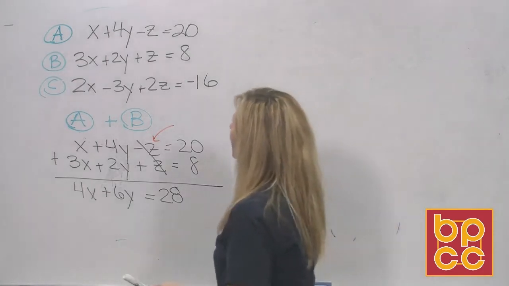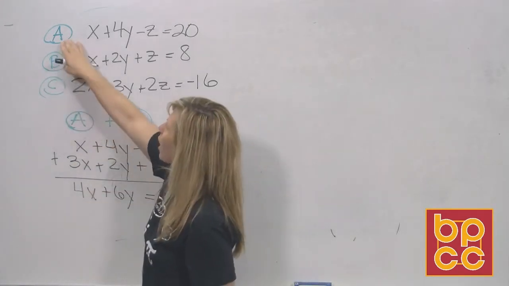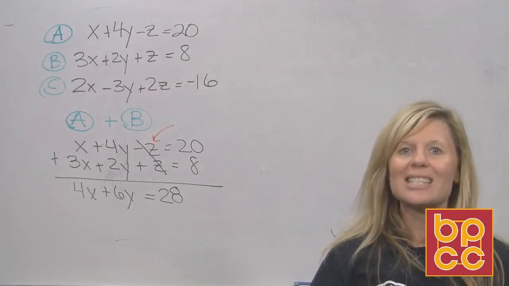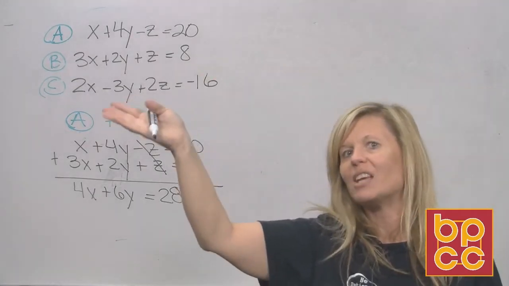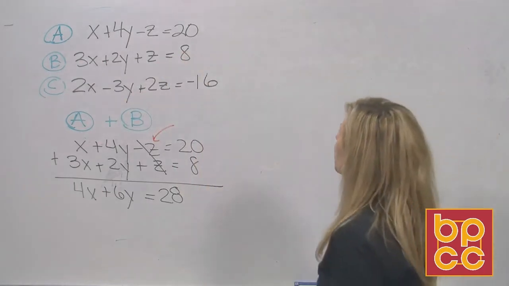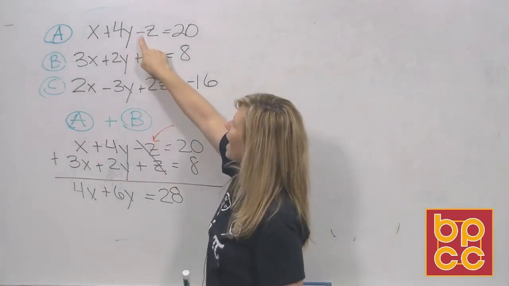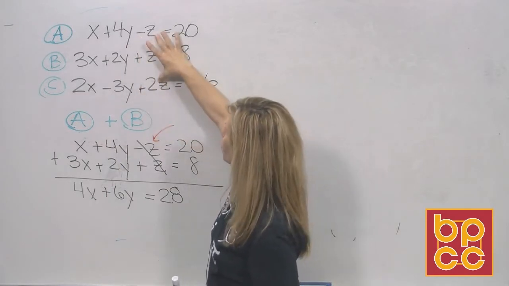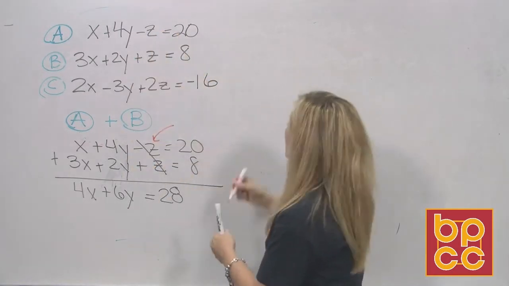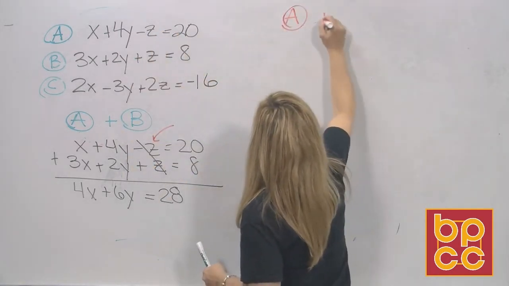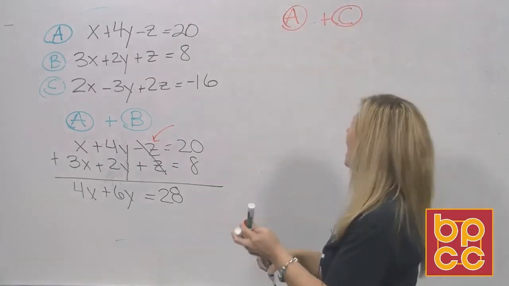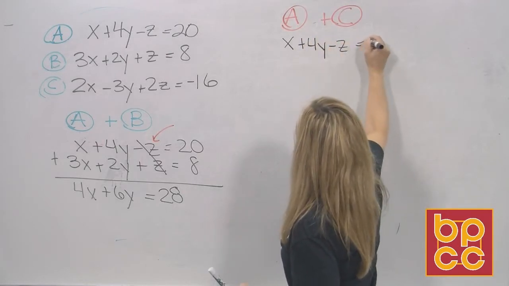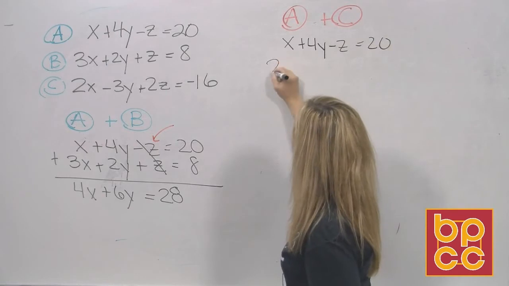So it doesn't matter to me if we put together B and C or A and C. Now, I'm all about making good decisions. If I want the z's to eliminate, I want one to be positive and the other one to be negative. So if you look closely, equation A has a negative z and equation C has a positive z. Those are the two I'm going to put together. So I'm going to write that. I'm going to put A with C. So let's take A and write it down. Let's take C and write it down.